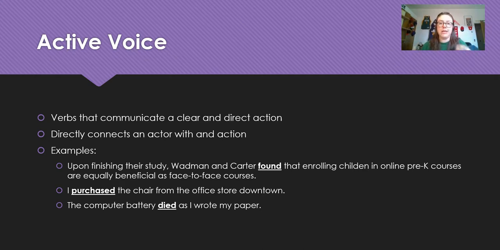So what using active voice does is it alleviates any opportunity for misreadings or misunderstandings. Rather, your audience will have a more clear and direct sense of, okay, in this sentence, who did what and what are the implications of that. So let's take a look at a few examples so we can better dissect this.